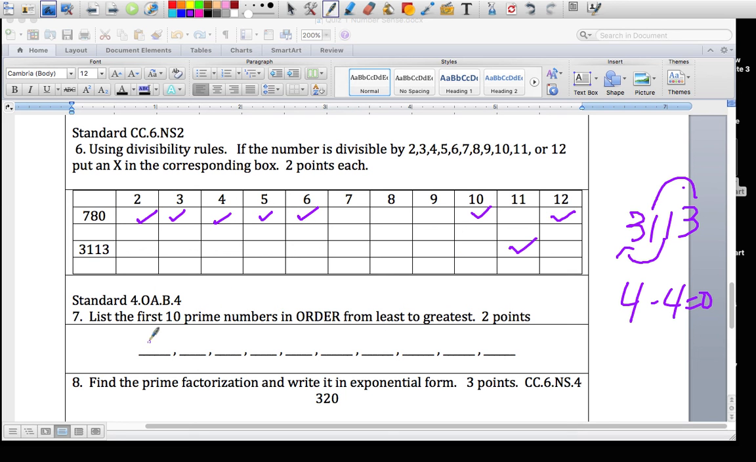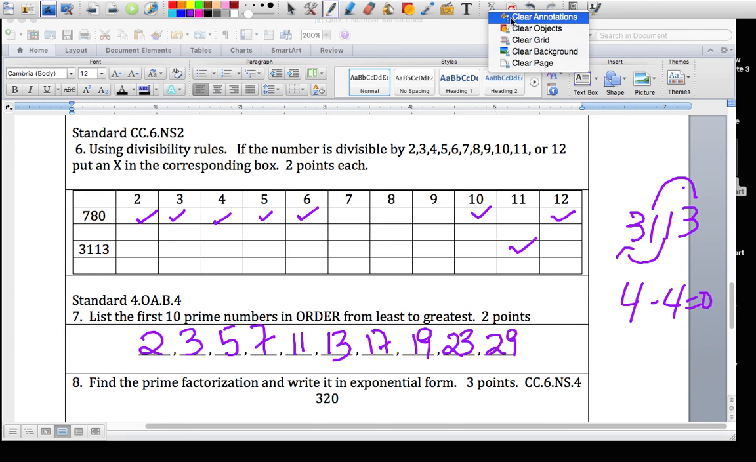List the first 10 prime numbers. 2, 3, 4 is a no, 5 is a yes, 6, no, 7, yes, 8, no, 9, no, 10, no, 11, 12, no, 13, yes, 14, no, 15, no, 16, no, 17, yes, 18, no, 19, yes, 20, no, 21, no, 22, no, 23 is a yes, 24 is a no, 25 is a no, 26 is a no, 27 is a no, 28, and 29. Those are your first 10 prime numbers.